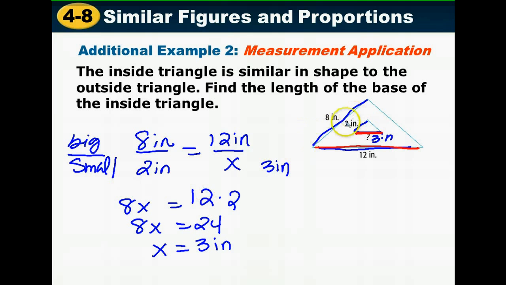Okay, so again, the most important thing, where kids usually make mistakes, is by flipping things around. We have to be consistent when we set up the proportions.